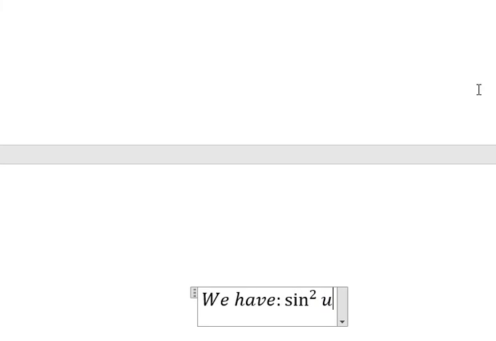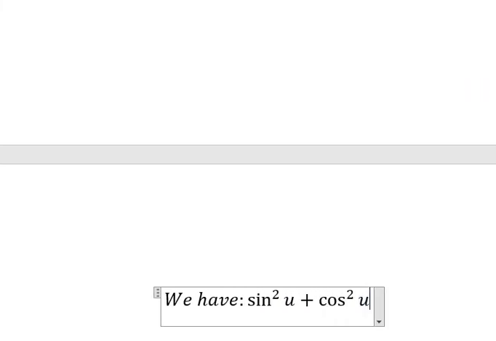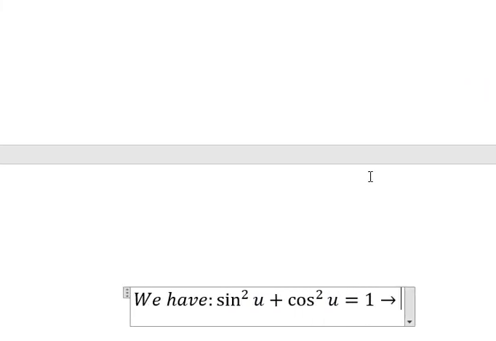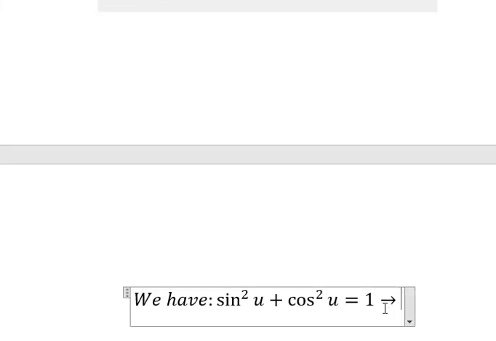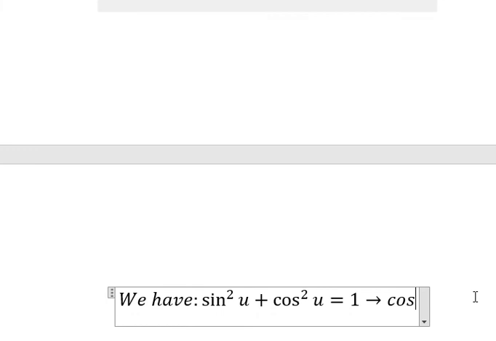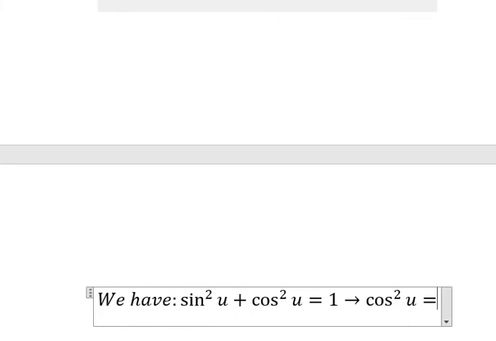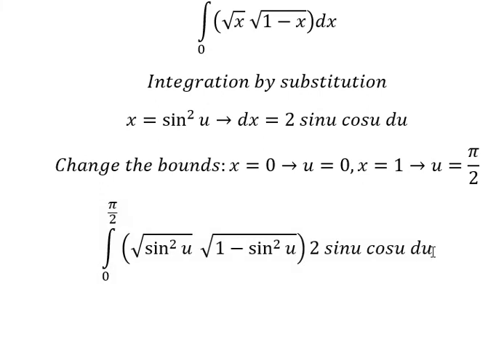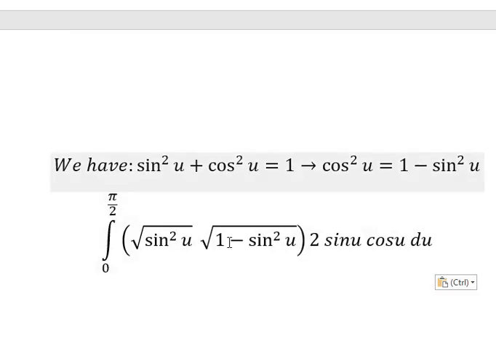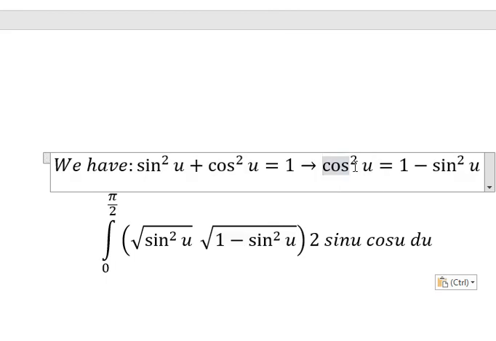Now we have the formula in here. Sine u square plus cosine u square equals number 1. So we put sine u square to the right, and we have cosine u square equals 1 minus sine u square. So we need to transform this one into this one.